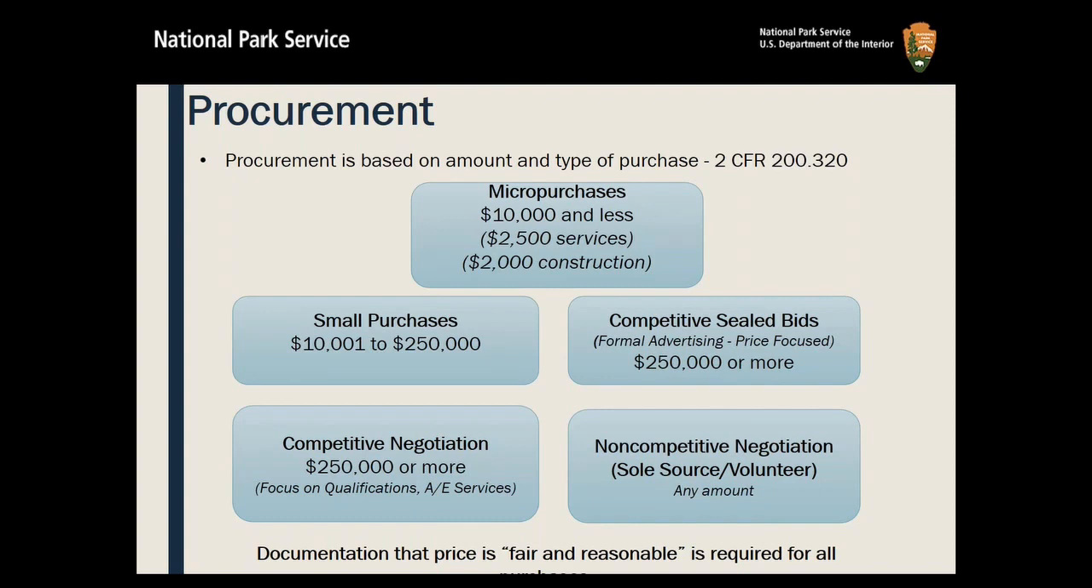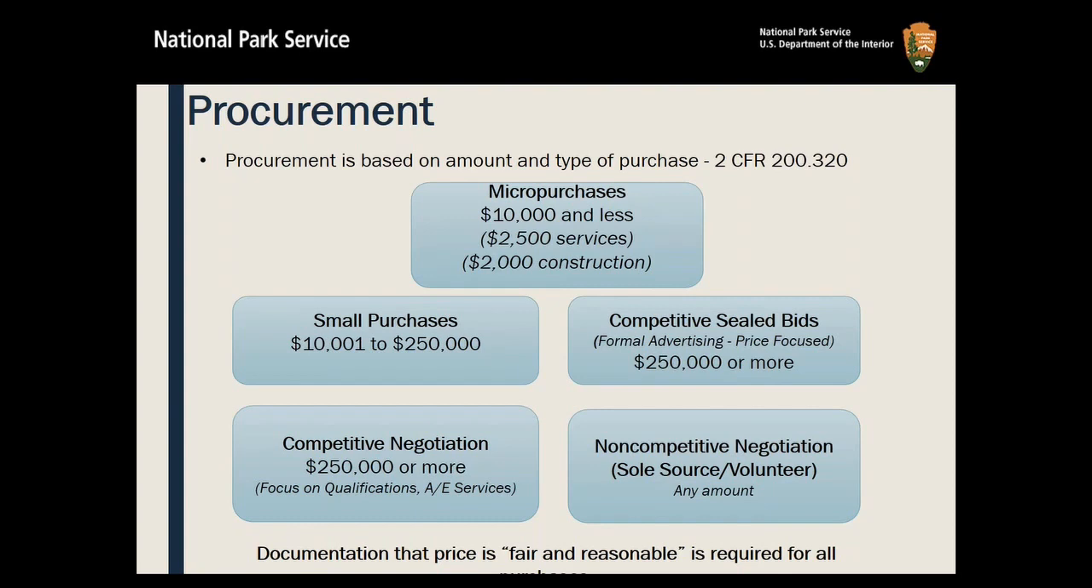The next is small purchases, and those are purchases that are between $10,001 and $250,000. And that's going to be probably most of your procurements. With this, you have to contact at least 3 different places to get bids or costs so that you can verify that you are getting the best cost for whatever the item or service is. Again, you want to focus on American-made, minority-owned businesses.